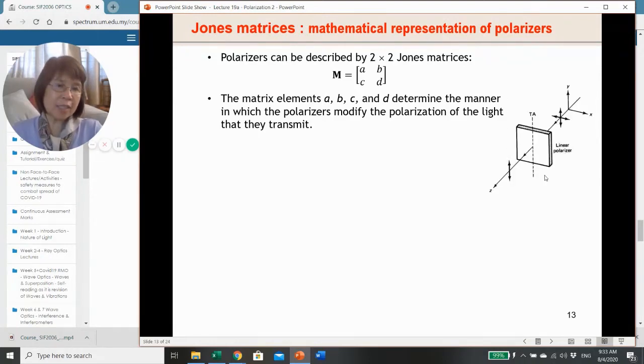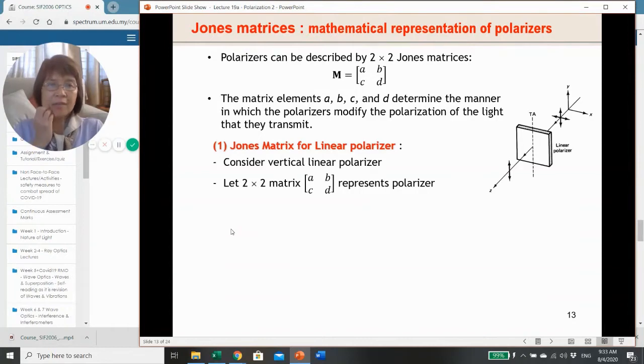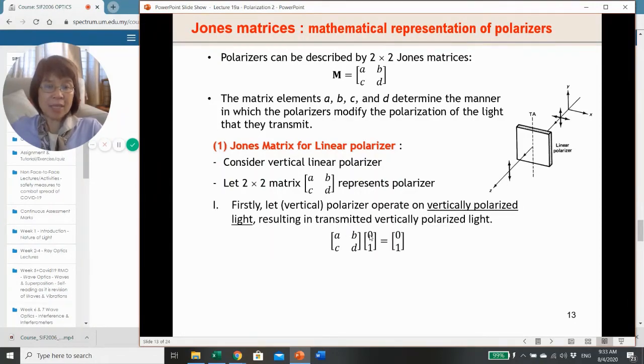Take the example of the linear polarizer with a vertical transmission axis. Let's derive the Jones matrix that would represent this linear polarizer. What we do is split it up into 2 scenarios. If we were to allow vertically polarized light to pass through this linear polarizer, definitely we will be able to transmit that linear polarization. So we represent vertical polarization by the Jones vector 0, 1. So we should get the output as 0, 1. And we operate that matrix onto this vector.